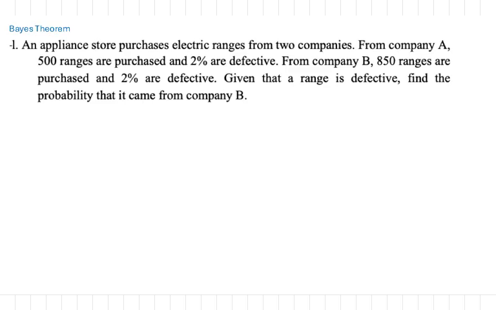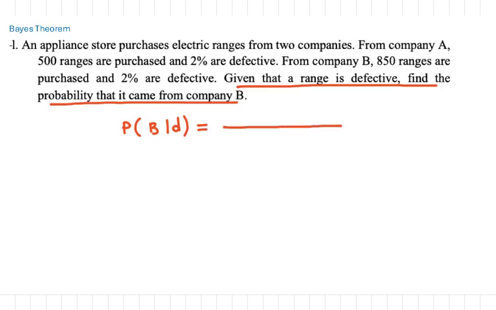company B. My advice for all of these, because we're given a lot of information, is you actually want to start with the question. So the question says, given that the range is defective, so probability, given that something is defective, that it came from company B. So Bayes' theorem tells us that this probability can be written as follows.